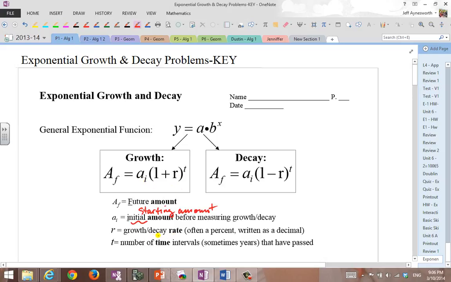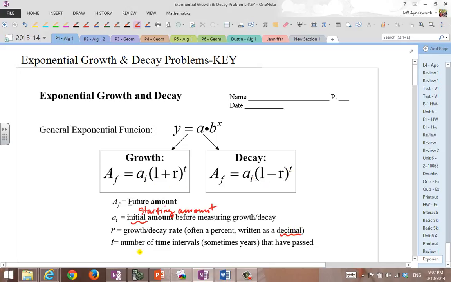R, well, that's just the growth or decay rate, depending on what problem we are working with. It's always written as a decimal. All right, remember that. I see many people forget that R is a percentage, yes, but you got to convert it to a decimal.